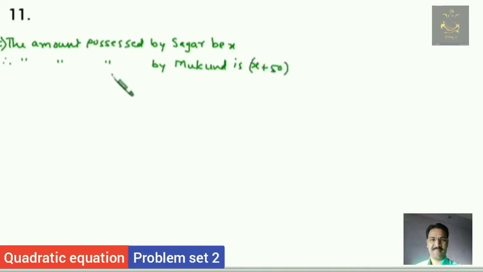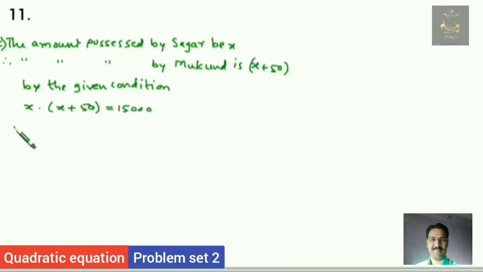Okay. See here now. What is the condition given to us? By the given condition, the product is 15,000. That means we can write easily X into X plus 50 is equal to 15,000. Now this is the required condition. If we simplify this one, we can find one quadratic equation and solve that one.